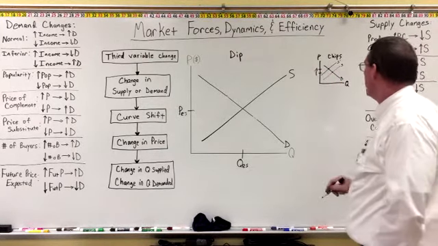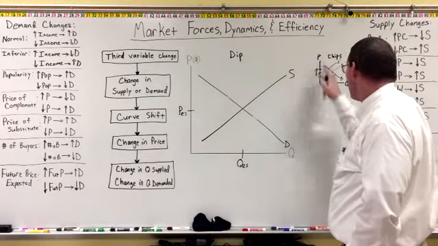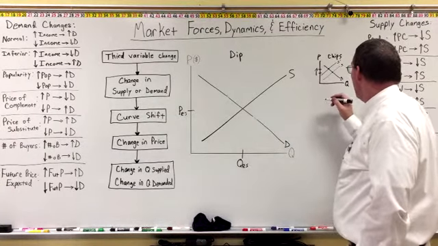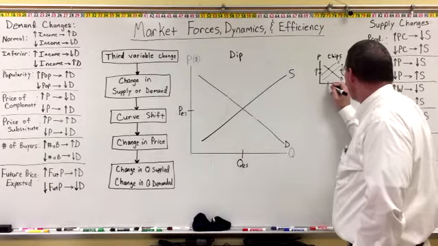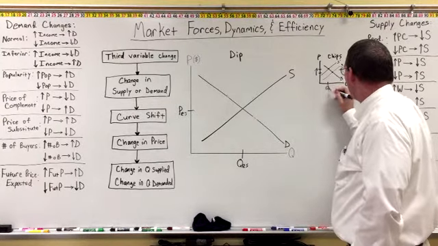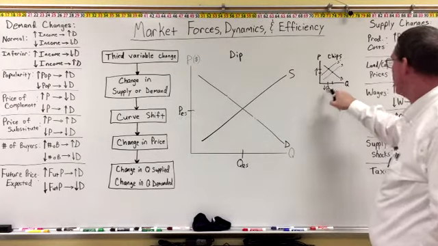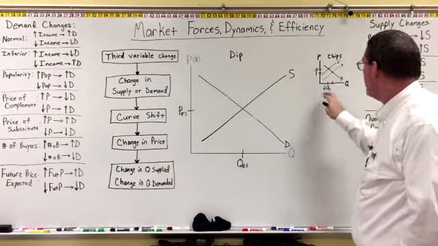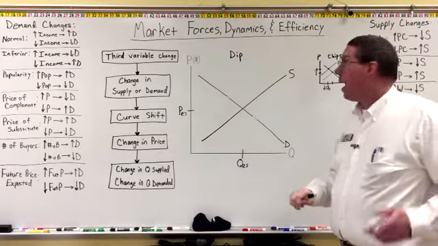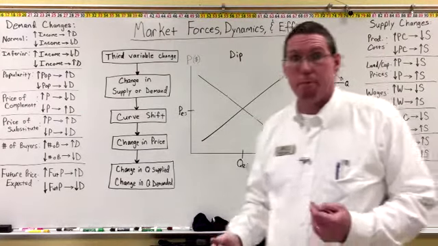And now that the price has gone up, the quantity demanded is going to go down. We're going to have a decrease in quantity demanded. We used to demand this much, now we demand this much. Quantity demanded has gone down. So now we're buying fewer chips.